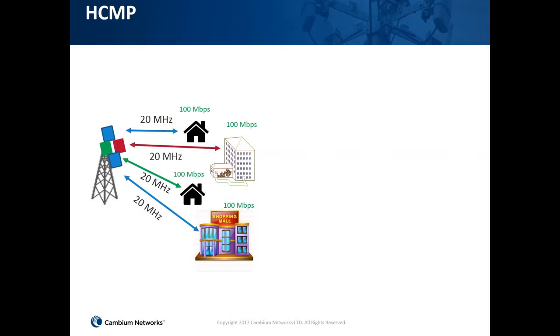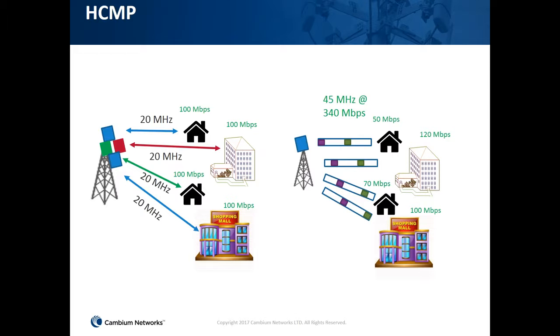So what if there is a solution with the HCMP where you can have one radio, one antenna, and you can talk to 4 or 5, up to actually 8 nodes, but in this case I've just shown 4, and you can provide a dedicated throughput line for each of those endpoints.